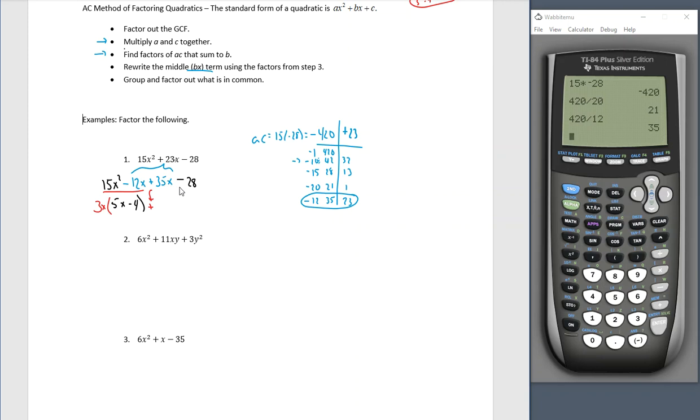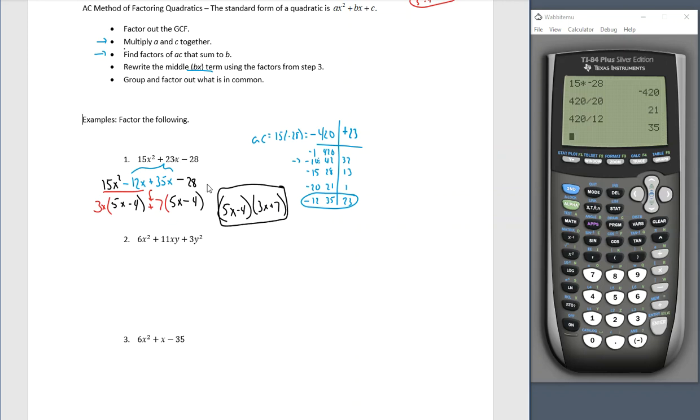And what do 35x and 28 have in common? It looks like they have a 7 in common. 7 goes into 35x 5x times. Minus 28 divided by 7 is a negative 4. Look at that, they both have a 5x minus 4. And I'm left with the 3x plus 7.